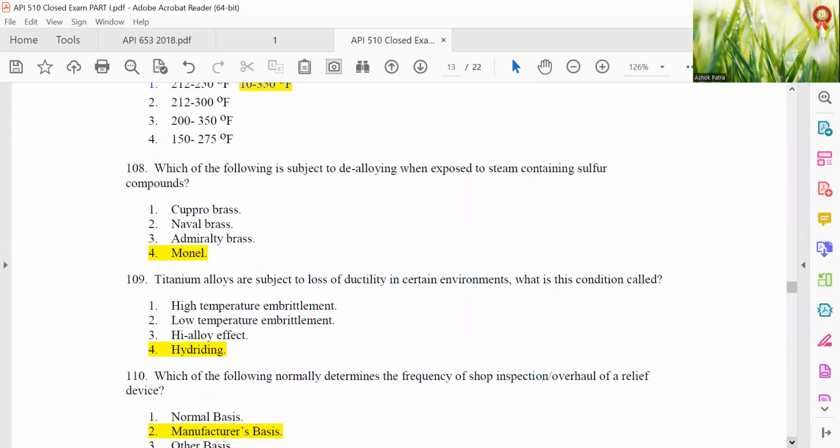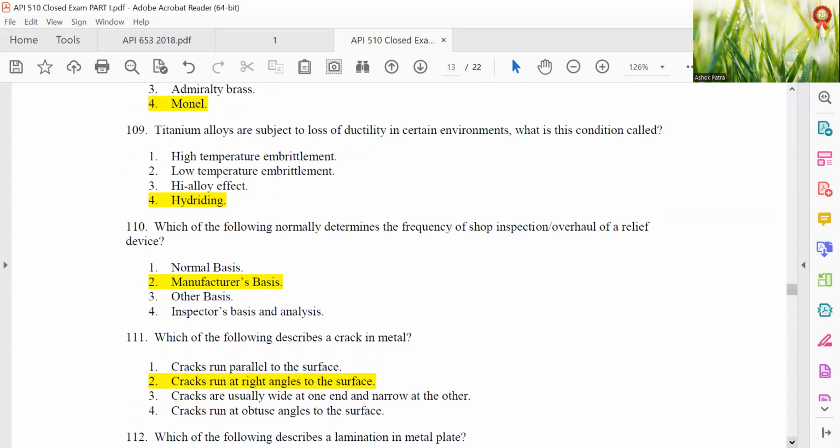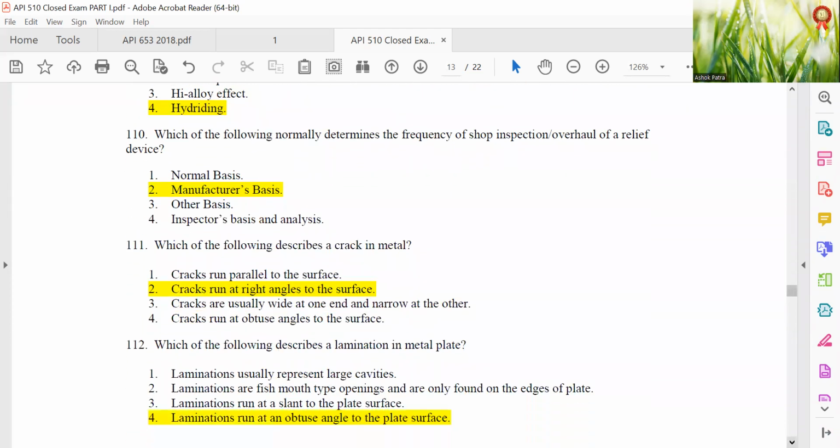Which of the following is subjected to de-alloying when exposed to steam containing sulfur compounds? Monel. Titanium alloys are subjected to loss of ductility in a certain environment. What is this condition called? Hydriding. Which of the following normally determines the frequency of shop inspection overall of a relief device? Manufacturer's basis.